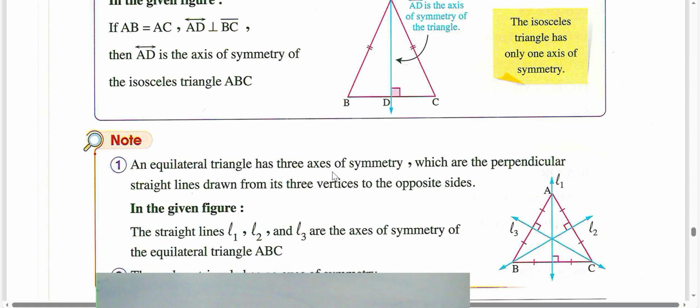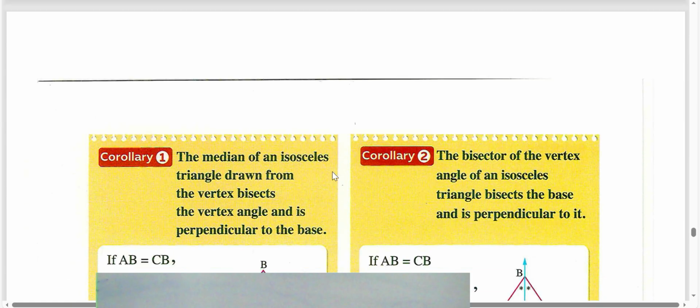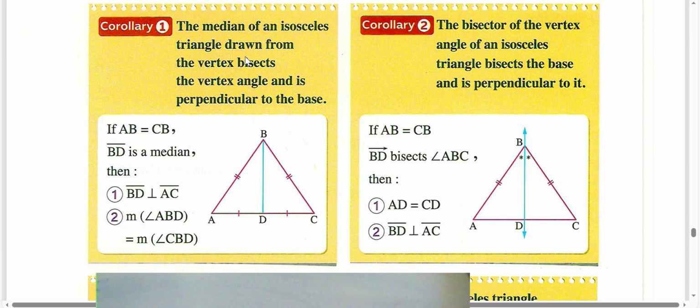Condition number 1. Now condition number 2, let's explain it. Here, the median of an isosceles triangle drawn from the vertex bisects the vertex angle and is perpendicular to the base.